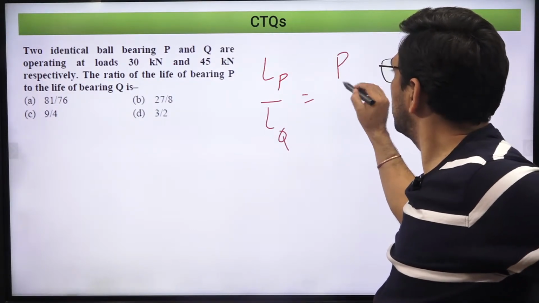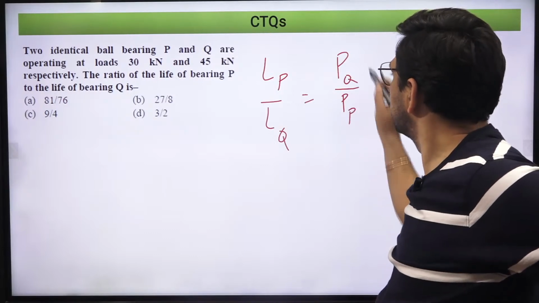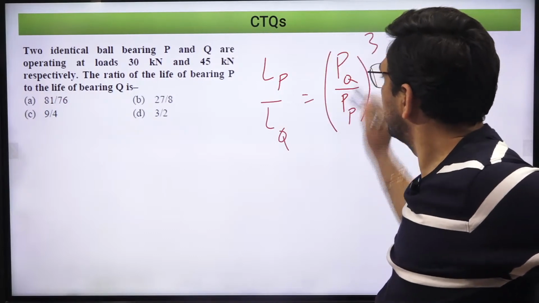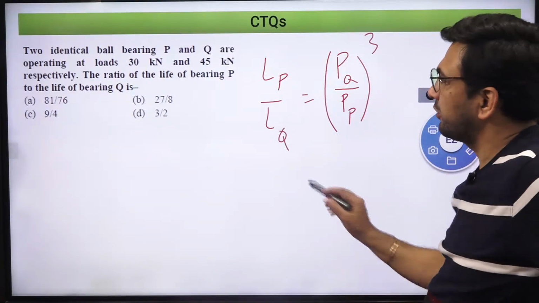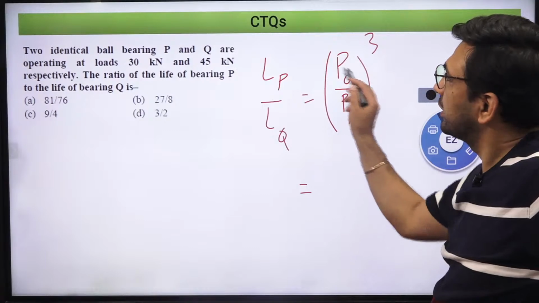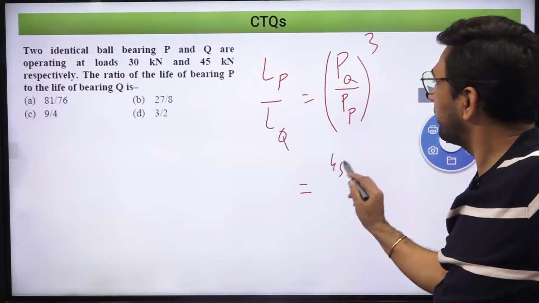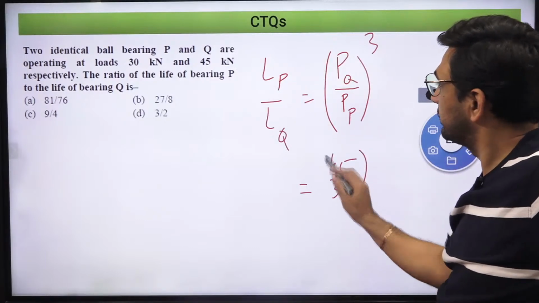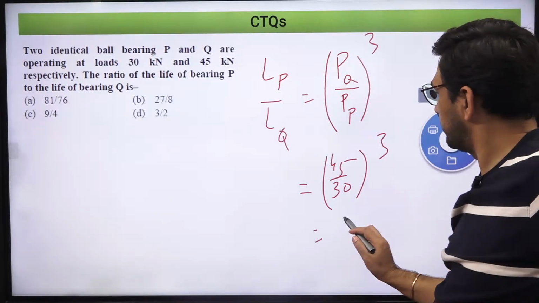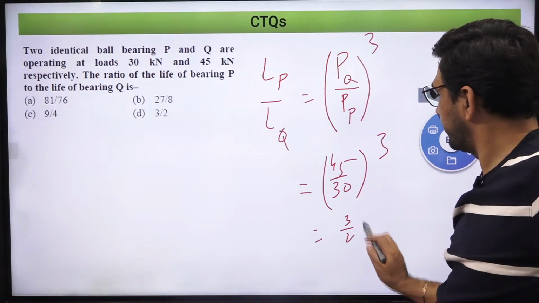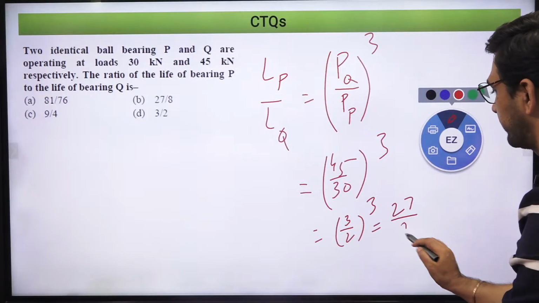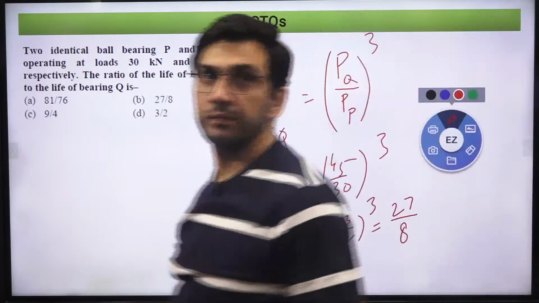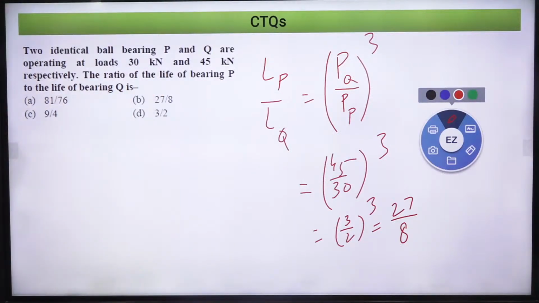PQ divided by PP, raised to the power 3. So the ratio of LP by LQ, the life of bearing Q. What is Q? Q is 45 by 33. So, raised to the power 3. Right? Clear? Same thing.